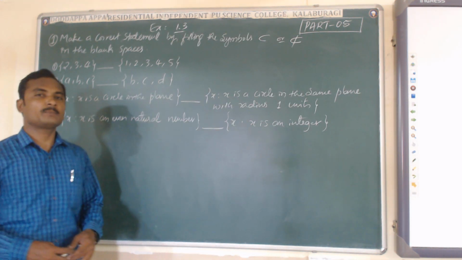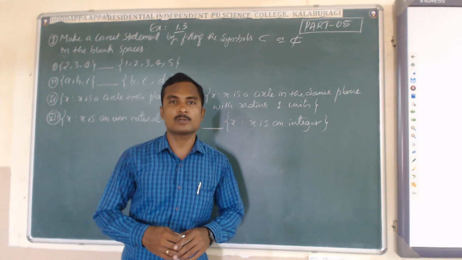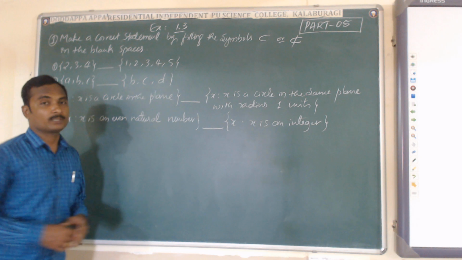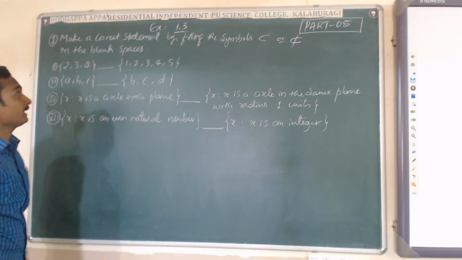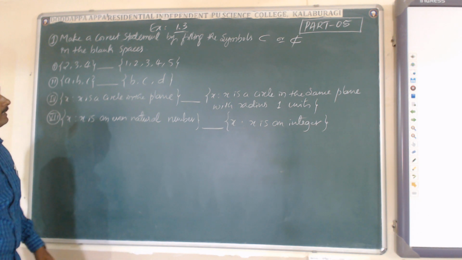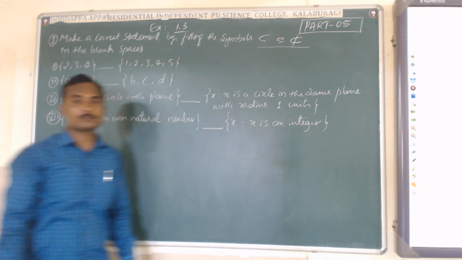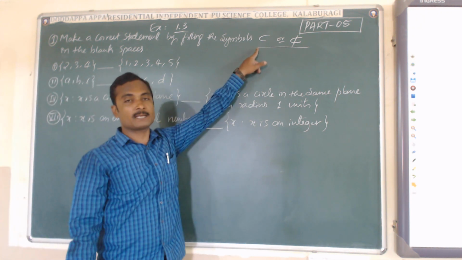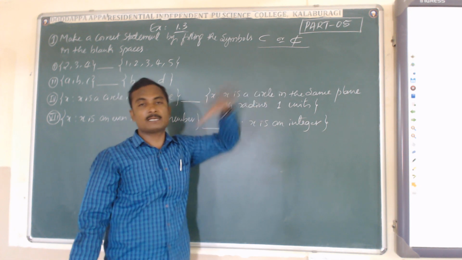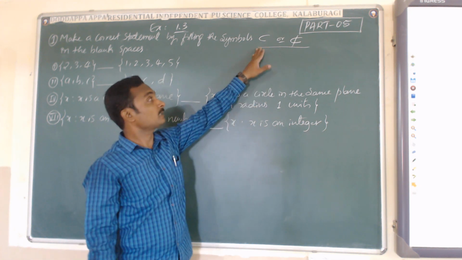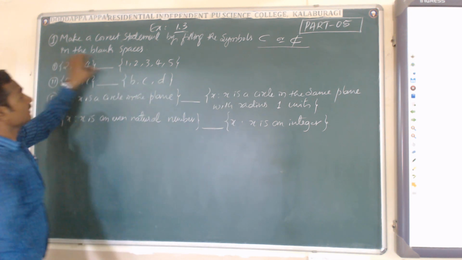Okay students, so based on these definitions, let us start solving the problems in the given exercise 1.3. The first question is: make the correct statement by filling in the symbols subset or not subset. You know that this symbol stands for subset, this symbol stands for not subset. Already we discussed this in the last video, right? So you will fill in the proper symbol in the blank spaces.